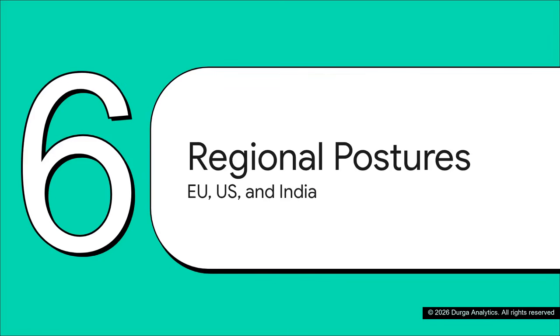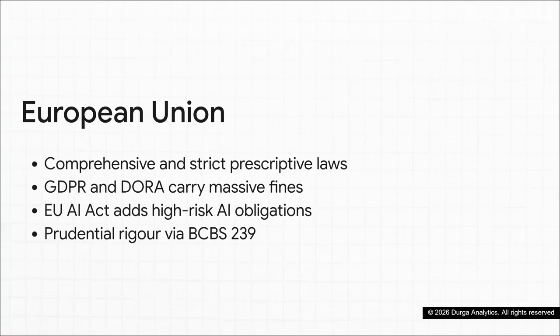Let's compare the distinct regulatory paradigms of our three major regions. Understanding the unique personality of each region's rulebook really helps you anticipate compliance needs. First up, the European Union. The EU takes a comprehensive and incredibly strict approach.